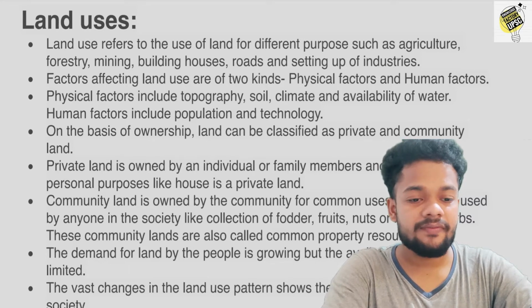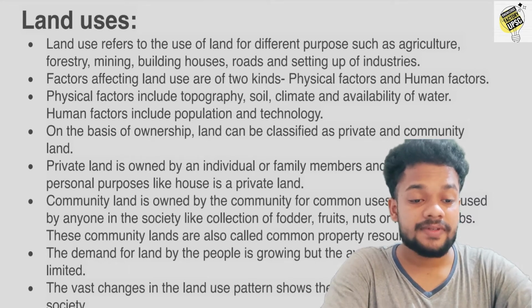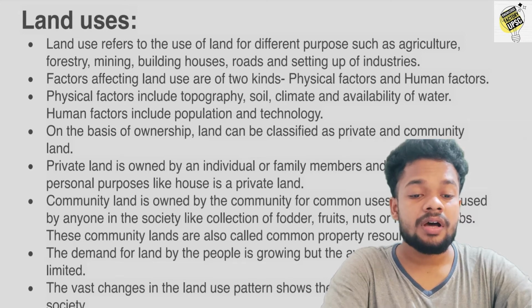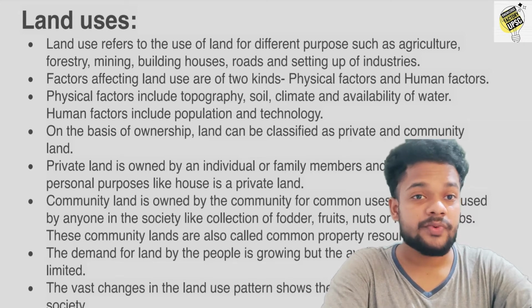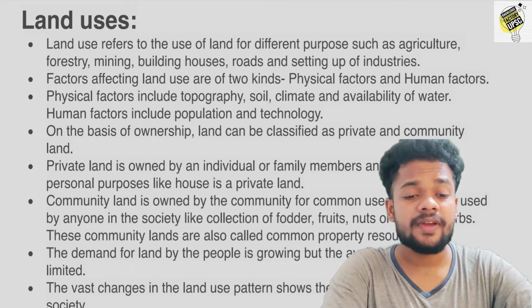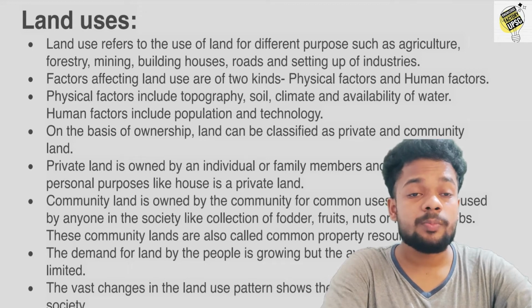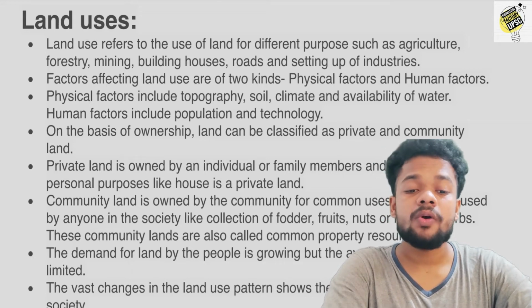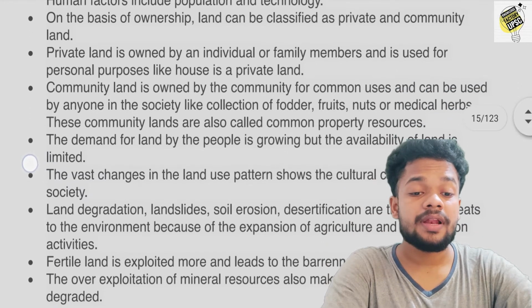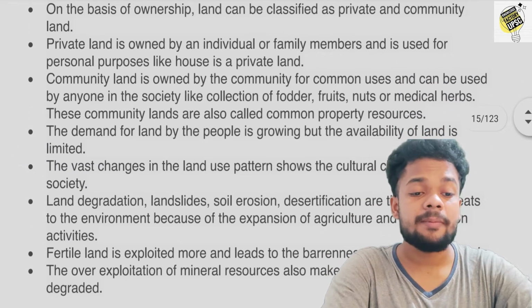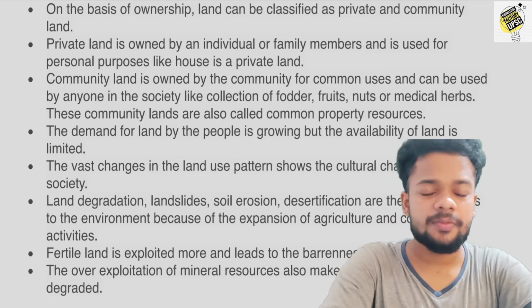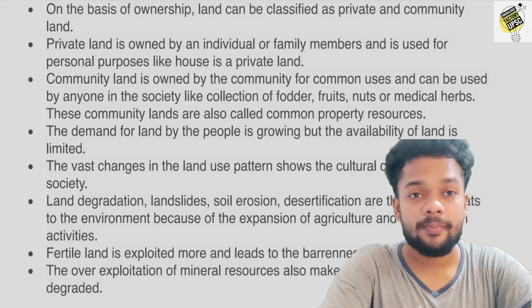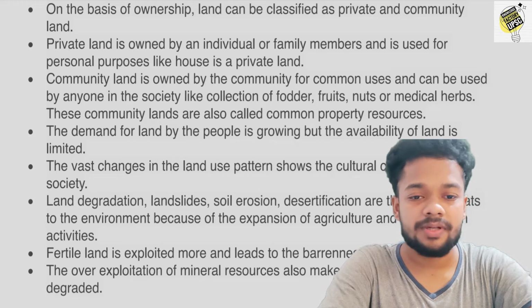So which are the physical factors? Physical factors include topography, climate, vegetation, etc. And the human factors include what? They include population and technology. On the basis of ownership, land can also be classified as private and community land. So on the basis of ownership, we can classify land into private ownership and public ownership lands.